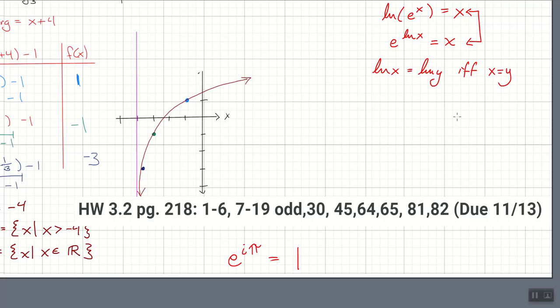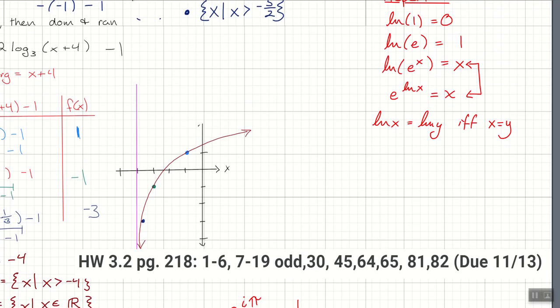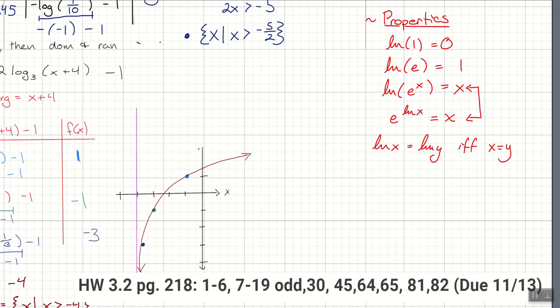The rest of the time is yours. You guys missed the log properties. The same 4 properties that we got with every other log works with natural logs. Cool.